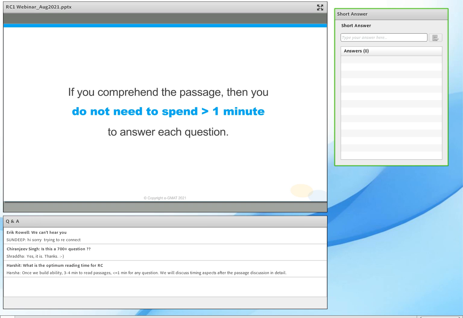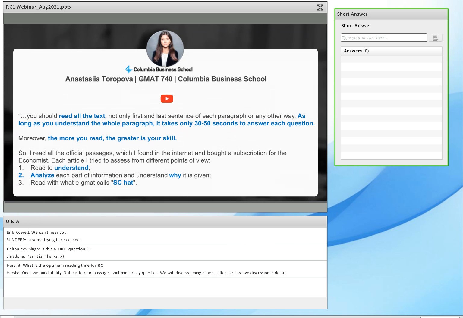And don't just take my word for it. I'm going to show actual anecdotal data for this, because we've been doing this for 10 years. If it didn't work, we wouldn't be here professing this as a method. It's worked for our students. That's why we're here telling you this. So let's take the case of Anastasia, who scored a 740 on the GMAT.